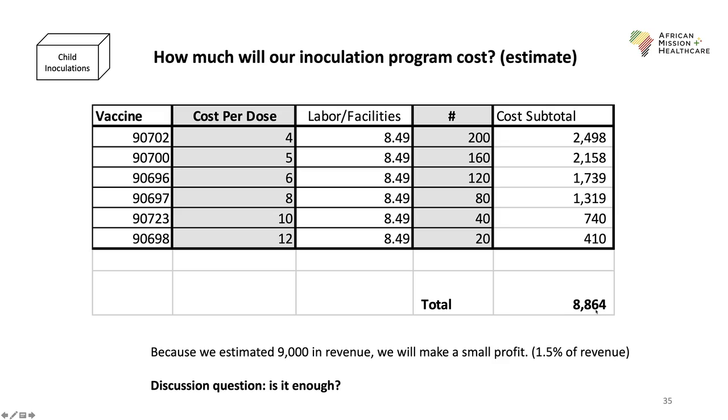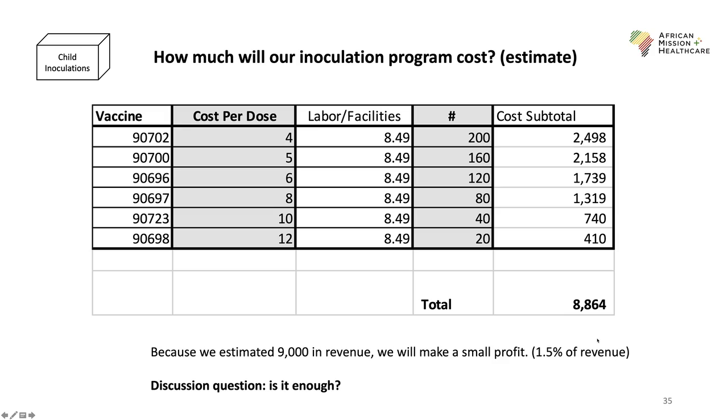If you didn't follow my math, that's okay. You can look at these slides later, but essentially I'm just multiplying these out and then adding them up in the cost subtotal. Initially, we had estimated that we would have 9,000 shillings in revenue for our inoculations program, and that would mean that we would make a small profit. So because the cost was 8,864, and we included things like the facilities charge and the like, we are going to make a very small profit of whatever the difference between 9,000 and 8,864 is. I think that's 136 shillings of profit that works out to be.